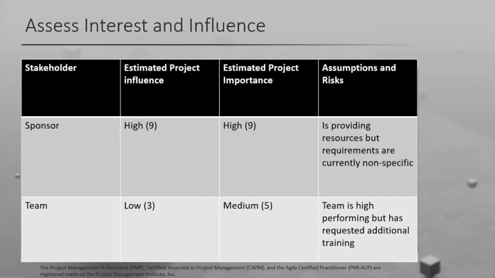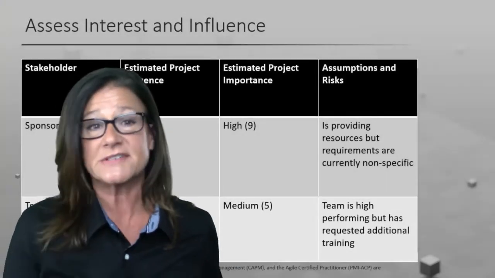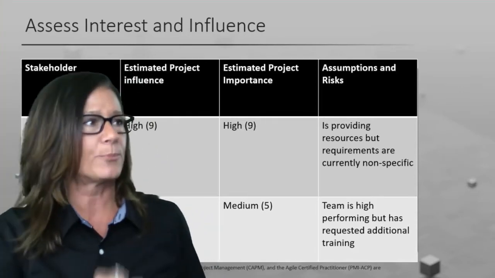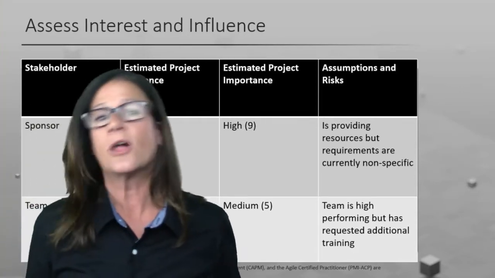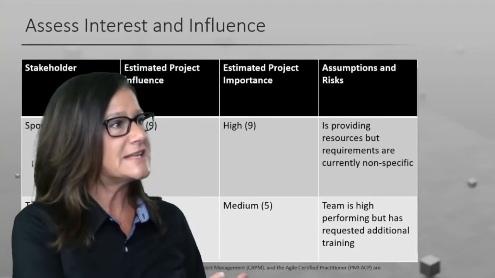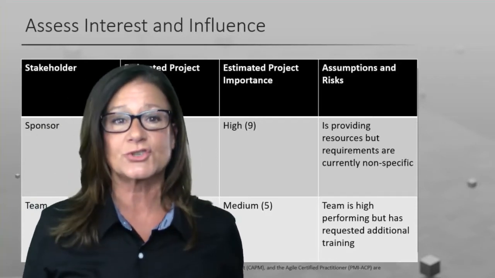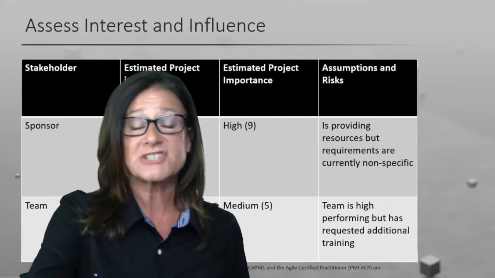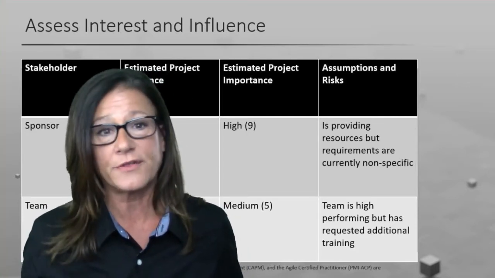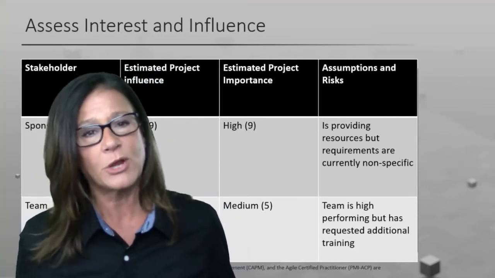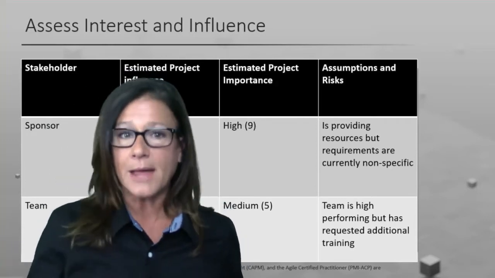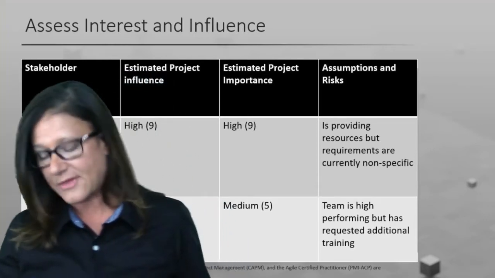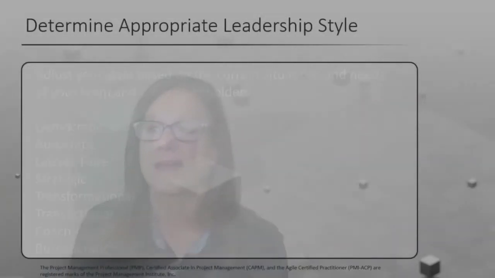Now look at our team. Estimated project influence, especially in a predictive environment, probably pretty low. I mean, they're going to do the work. Chances are your team is working on multiple projects at the same time. So maybe this particular project's importance is a little bit lower on the threshold for that team. The team is high performing, but has requested additional training. That means maybe they're about to undertake something that is more difficult than their skill set. So if they're high performing, we know they're going to do their jobs, but potentially we are able to also get them the training that they need to be most effective.